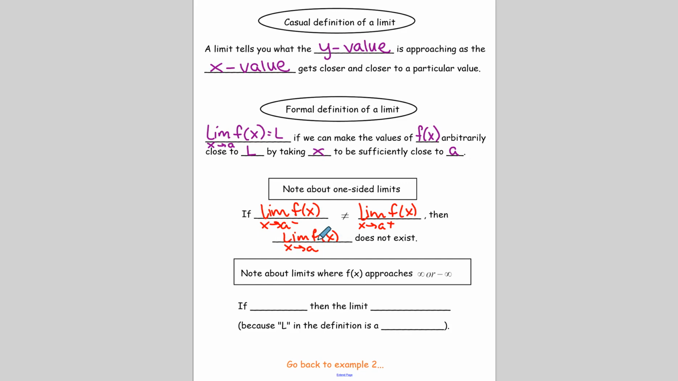Now there are other limits that do not exist because when you look at the formal definition of a limit, the number L technically should be a finite number. Which means if we get infinity there, infinity is not a finite number, technically that limit would not exist.